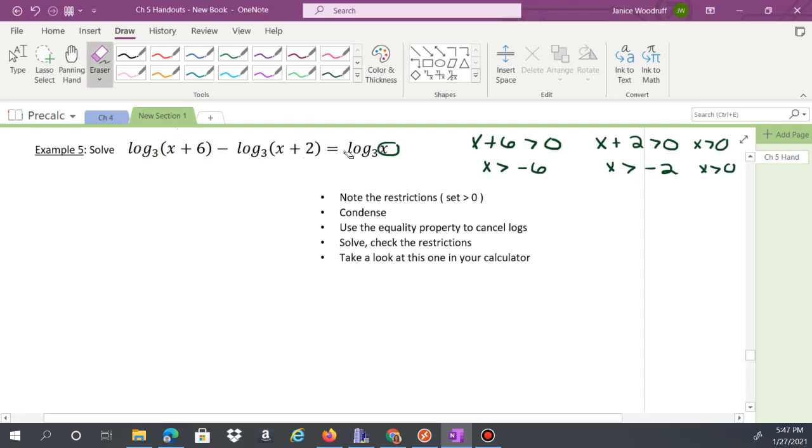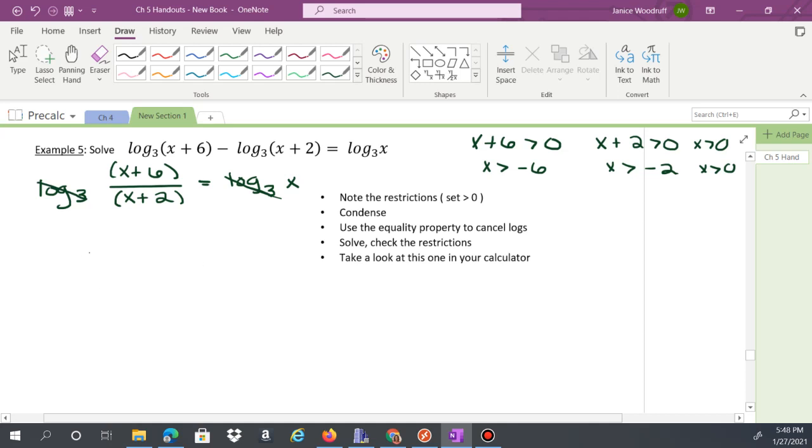Okay, now there is more than one logarithm on the left side of the equal sign, so we want to make sure there's one of them, so we're going to condense. So with the condensing, this minus sign turns into division. So this becomes a log base 3, and then you have x plus 6 divided by x plus 2. Okay, and then that will equal log base 3 x. Now, because they're condensed, you can use the equality property, which is these logarithms both have the same base, and there's one on each side. So they cancel each other out.